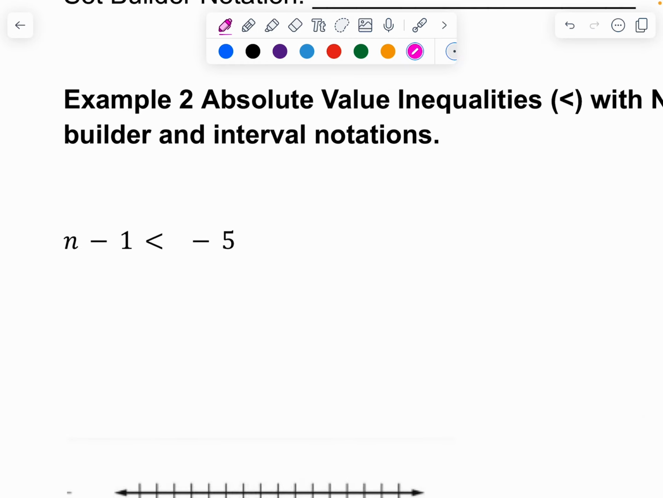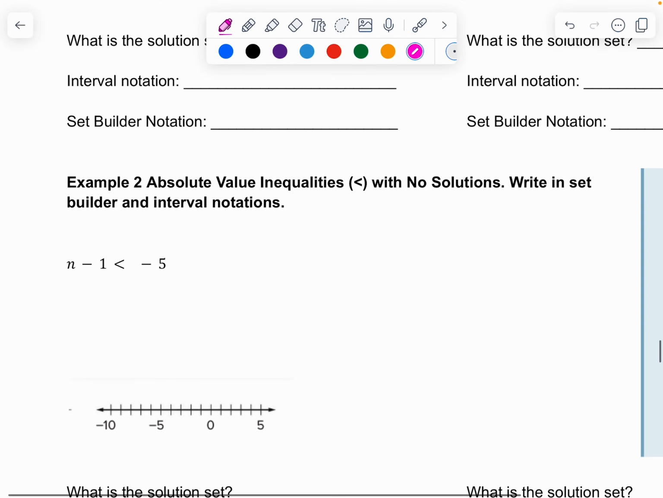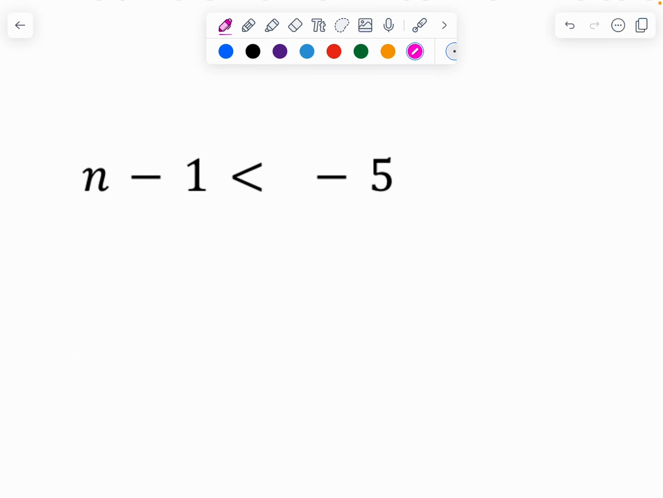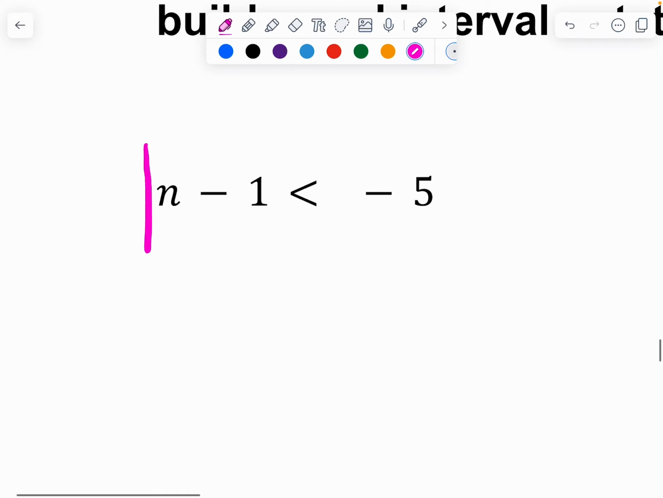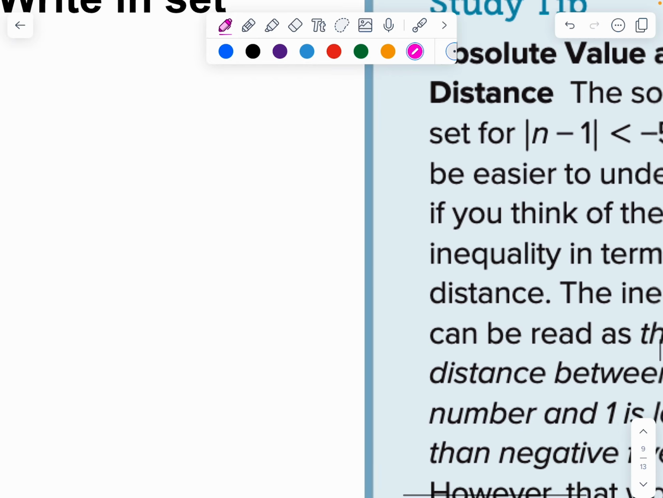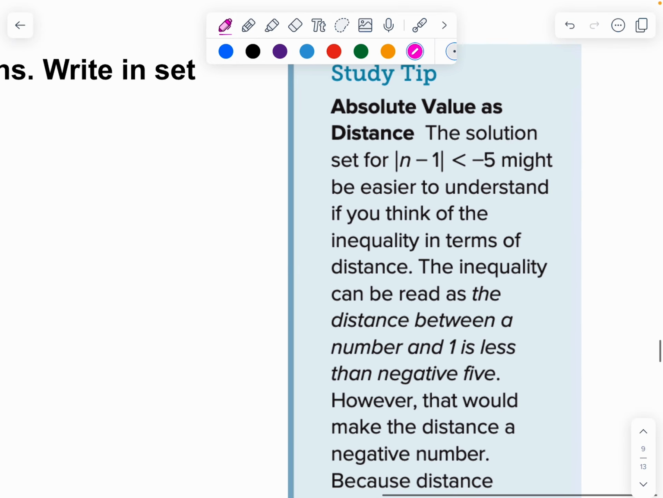Okay, so now let's look at this. It says absolute value inequalities with no solution. Well, that's interesting. I, for some reason, have forgotten to put the absolute value on that. Okay, let's look over here. I want us to do this first.